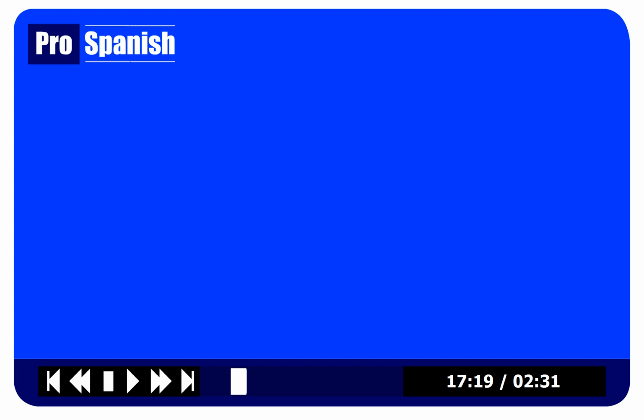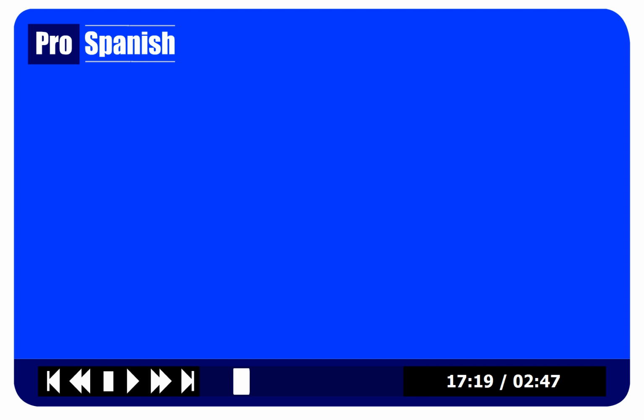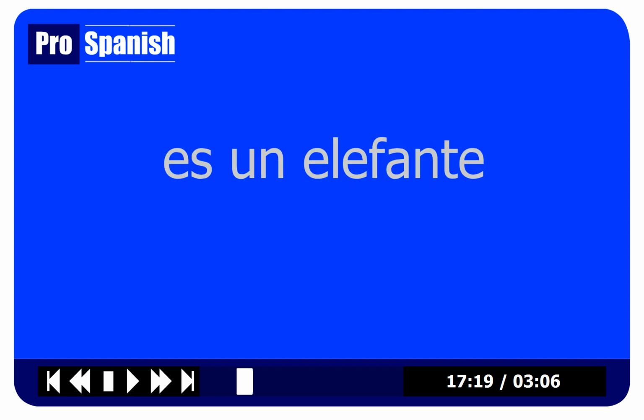What about it's different? And in Spanish, different only has one F. Es diferente. What about it's an elephant? And instead of PH, we have an F in elephant. So how would you say it's an elephant? Es un elefante.